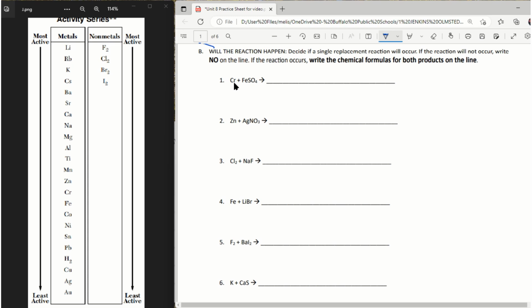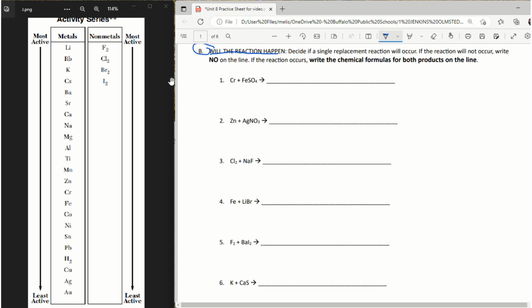All right, now we are moving on to B. Are you ready? First I'm going to decide if the reaction is going to happen. So decide if single replacement will occur. If it will not occur, just write no. If it does occur, write the chemical formulas for both products on the line.